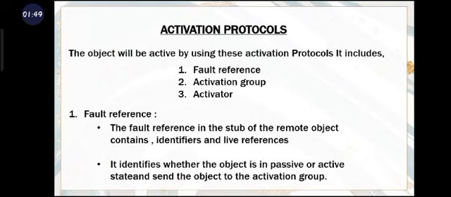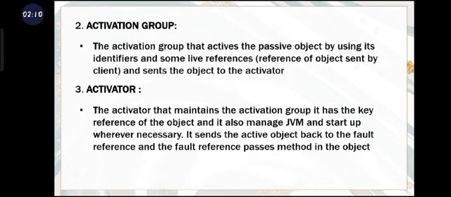Activation protocols. The object will be activated by using these activation protocols. It includes fault reference, activation group, and the activator. So what is fault reference? Fault reference is the stub of the remote object containing identifiers and live references. It indicates whether the object is in the passive state or the active state and sends the object to the activation group. Activation group. The activation group activates the passive object by using its identifiers and some live references.